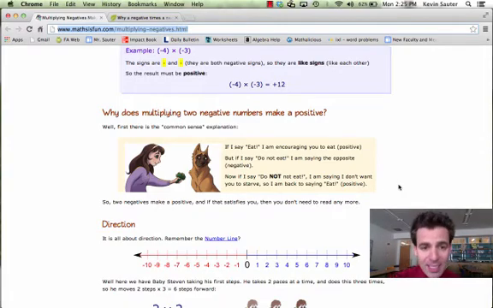Look at this example right here, it says common sense explanation. You have this, and you say, if I say eat, I'm encouraging you to eat. That's a positive, okay? But if I say do not eat, I am saying the opposite. The opposite of a number is a negative, right? Now if I say do not eat, I am saying I don't want you to starve, so I am saying eat. And you can think about that in real life too. You've always heard double negatives. Whenever you hear a double negative, they cancel each other out, right? Same exact idea with math. We have that double negative thing going on. They cancel each other out. We've got a positive again.